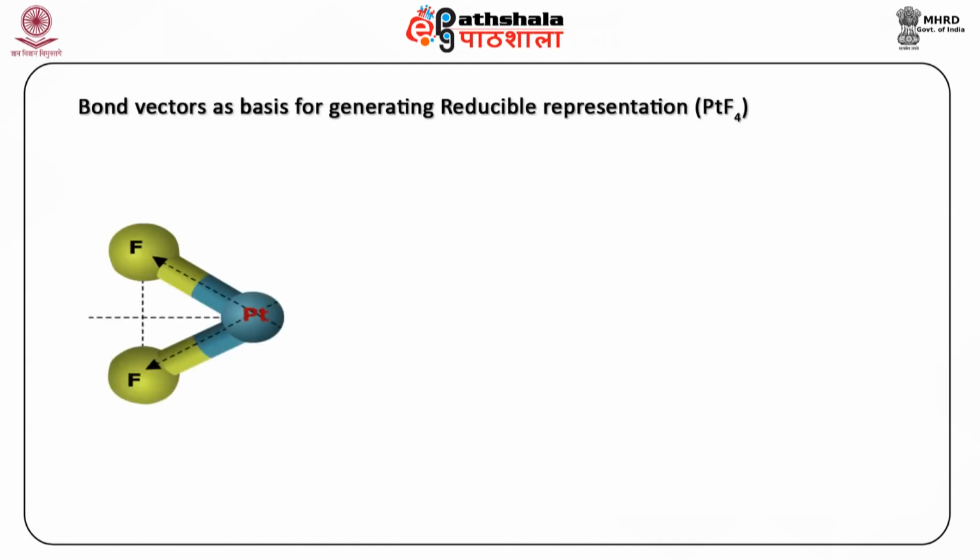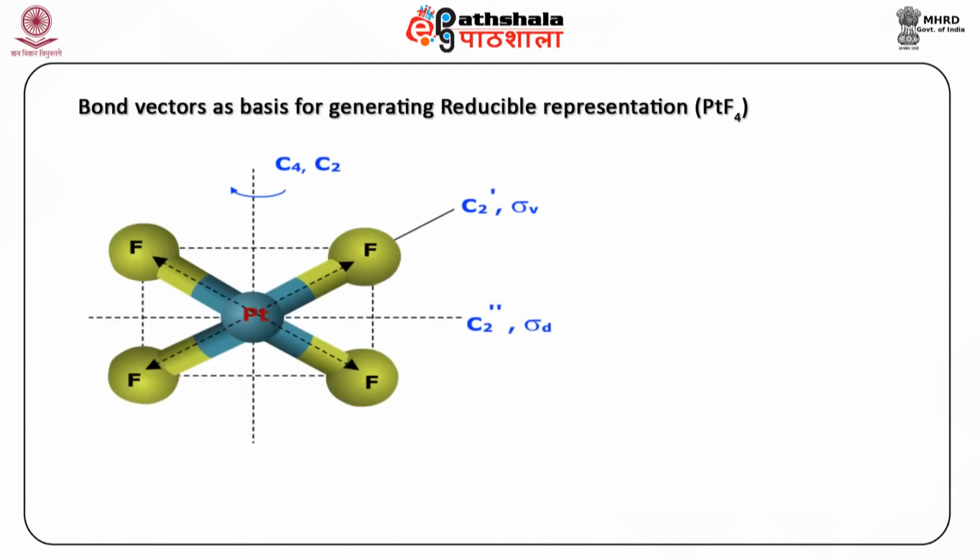Now, let us study base vectors x, y, z of unit length along x, y, z axis, which have been used for generation of reducible representation of a point group. One can use bond vectors for generating reducible representation. These types of representations are very important in dealing with vibrational spectra of molecules. Let us take a few examples to explain this method of finding reducible representation.